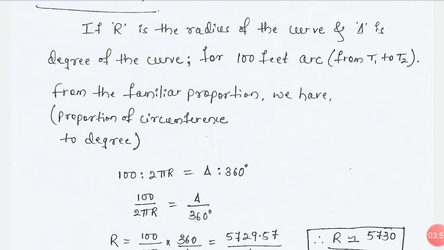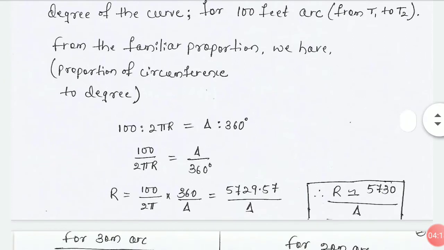First one, proportion of the arc, 100 is to 2 pi R, then proportion of the degree of the arc to the circle, that is delta is to 360 degrees. First one is the proportion of the arc and circumference, next one is the proportion of the degree of the arc and total degree of the circle. If I simplify it, that will give you R is equal to 5730 divided by delta, that is degree of the curve.